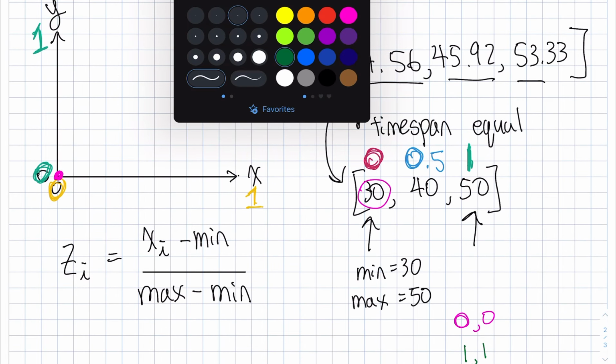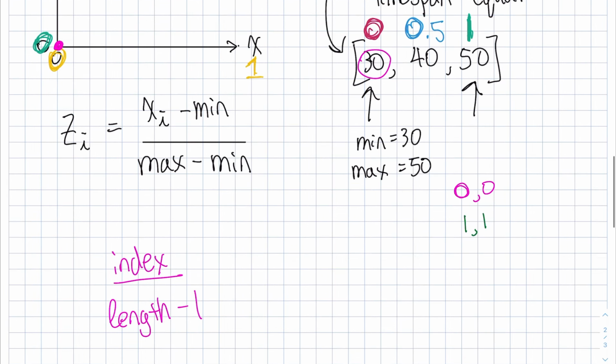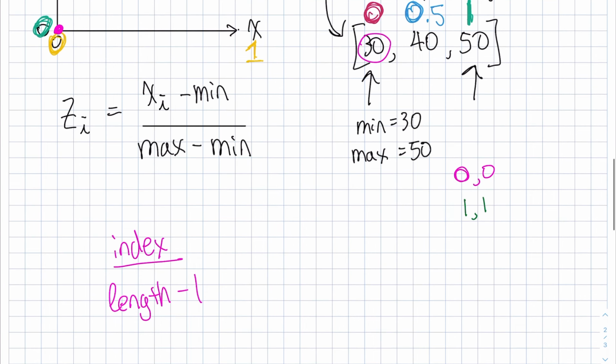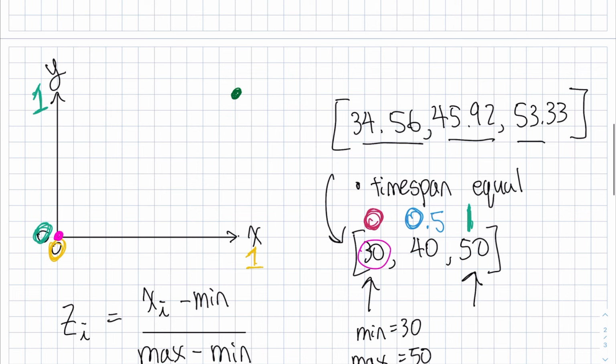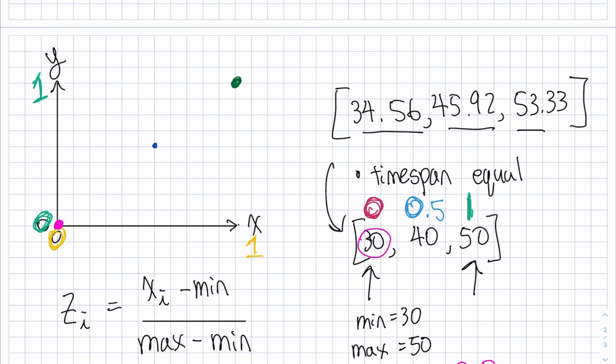And our final one, for 40, we have index 1, right? So 1 divided by length, 3 minus 1, is equal to 1/2. So then we have 0.5, 0.5. When we plot that, it's about the center. Okay, and then let's connect the points. And that gives us our line chart.